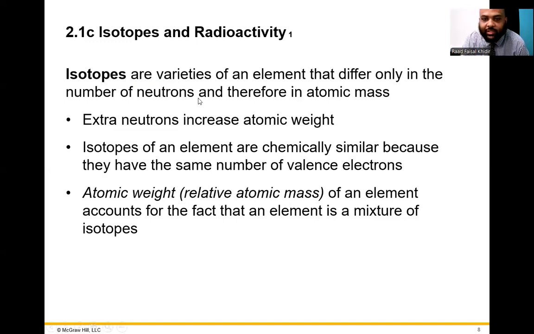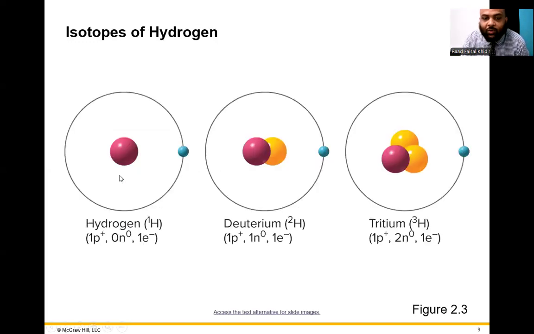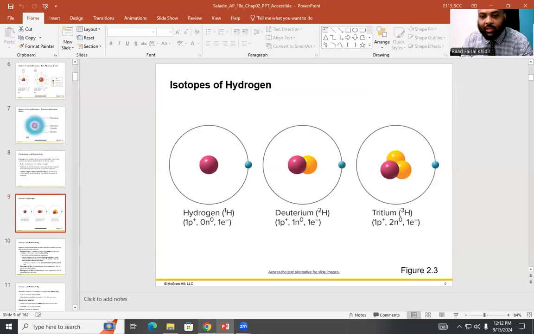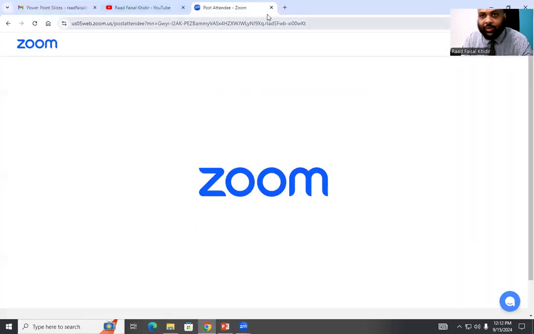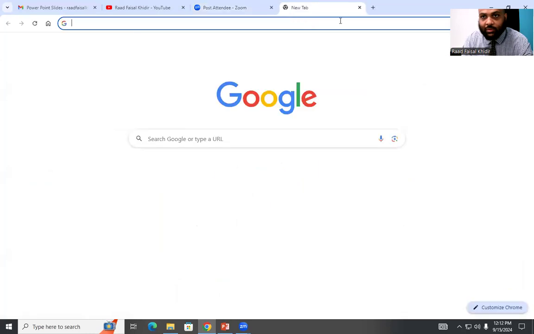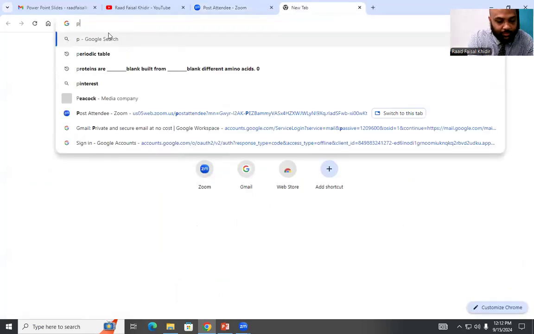Excellent. So let's look at hydrogen, deuterium, tritium. They are the classic example of isotopes of hydrogen. So they all have to have the same number of protons. If you change that, let's look at the periodic table. It's very important for us to look at the periodic table.